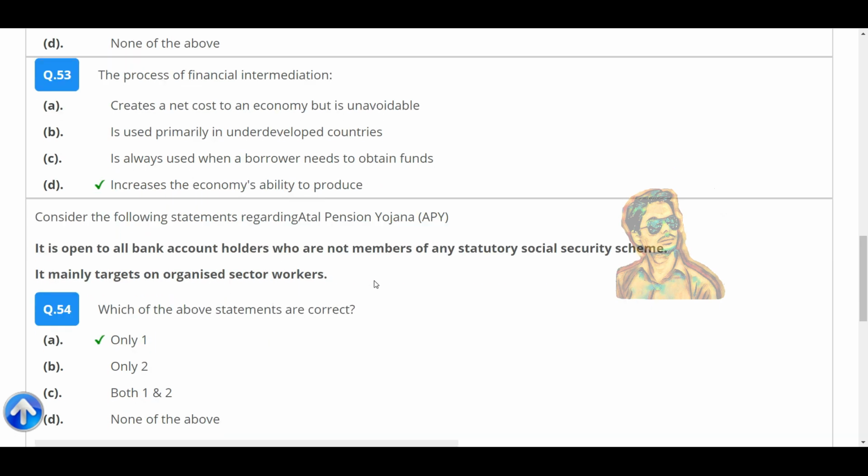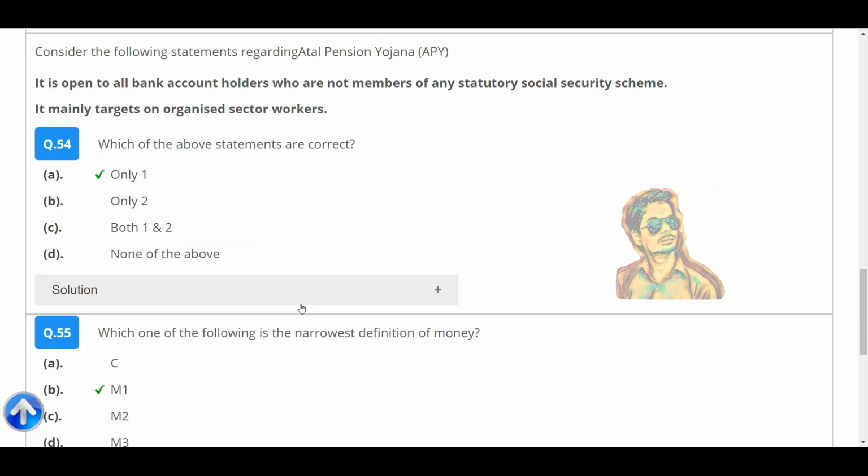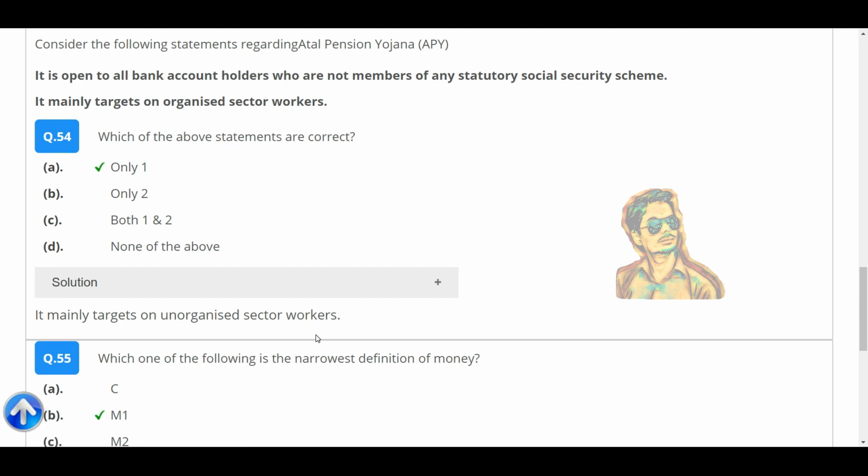Consider the following statements regarding Atal Pension Yojana, APY. It is open to all account holders who are not members of any statutory social security scheme. It mainly targets organized sector workers. Which of the above statements are correct? Only one. It mainly targets unorganized sector workers.